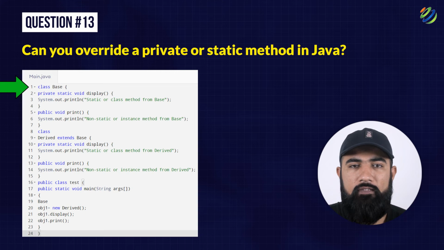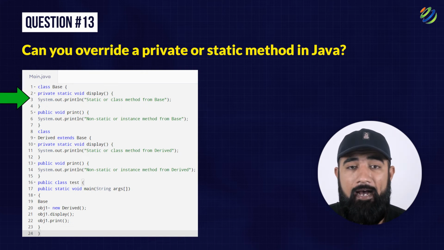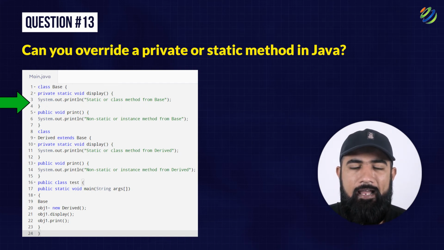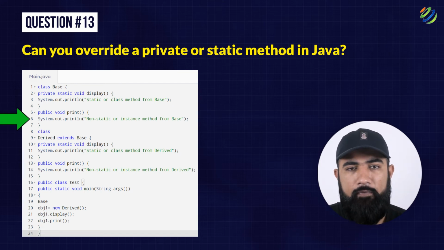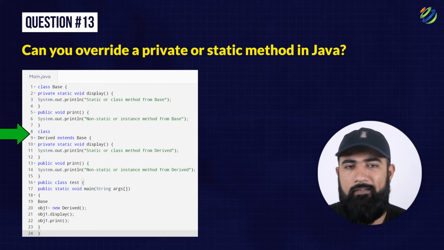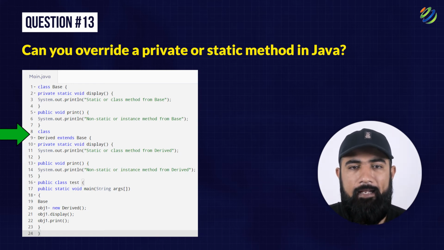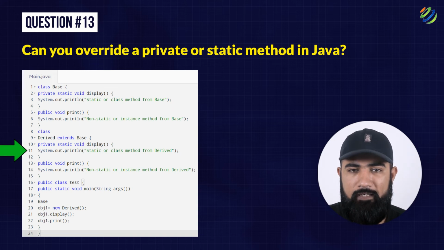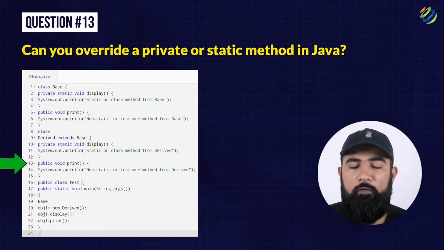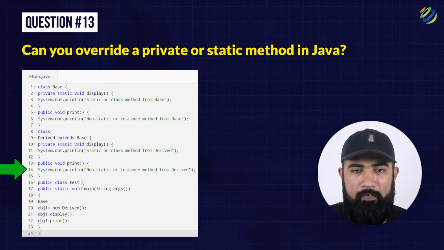Here I have a class with the name of class base. Then I have a private static method, void display, and in that I have a print statement. Then I have another method that is public, and in that again I have a print statement. Then I have another class that is derived from my base class, class derived. In that I have a private method, and again I have my print statement, and again we have a public void print method, and in that we have a print statement.